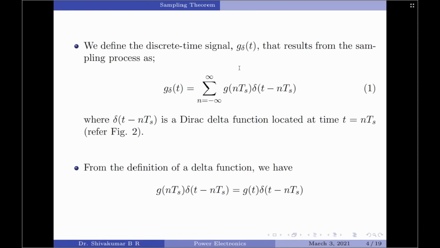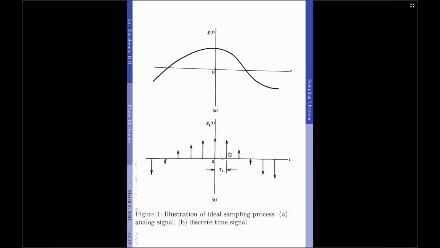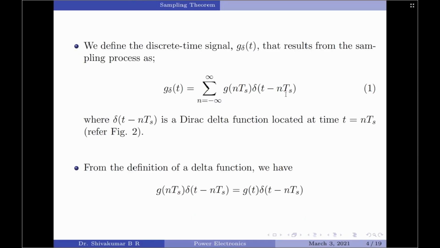Coming back to equation 1, we note that each delta function in the series generated is weighted by a corresponding sample value of the input signal g of t, and this sample value is given by g of nTs. This is what is represented by figure 1.b, which is our discrete time signal generated by sampling g of t using the instantaneous sampling technique. By the definition of the delta function we can write g of nTs into delta of t minus nTs equals g of t into delta of t minus nTs.